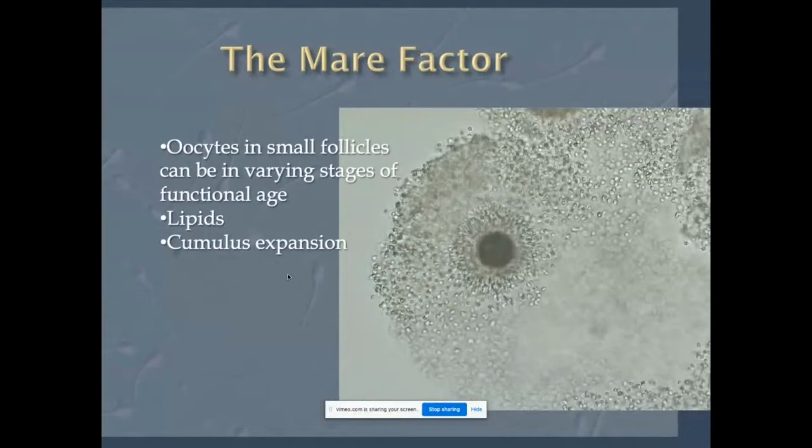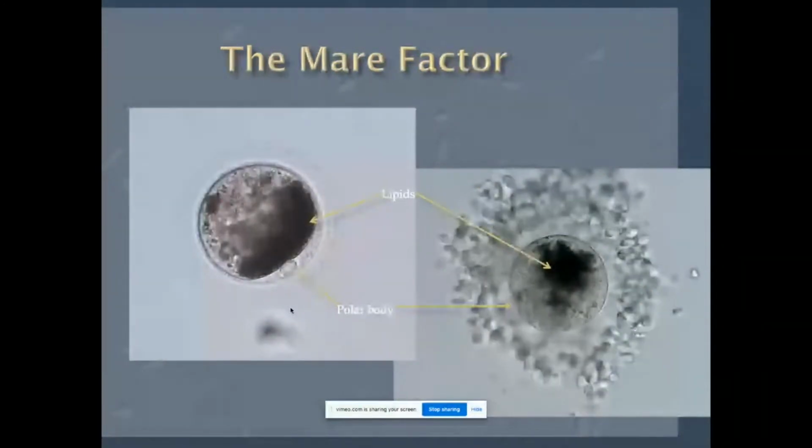Cumulus expansion can give you some idea as well. Typically, one that has expanded cumulus is more mature than not. And these are oocytes that have been matured and are what we like to see. Basically, a couple things. Of course, the polar body is extruded, which tells you it has resumed meiosis and is in metaphase 2 and ready for us to fertilize, or somebody to fertilize.